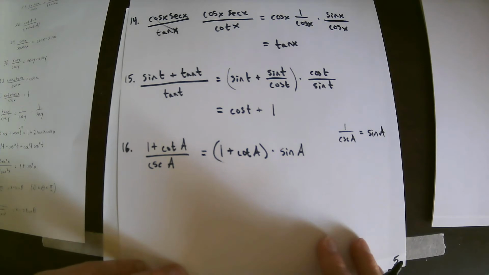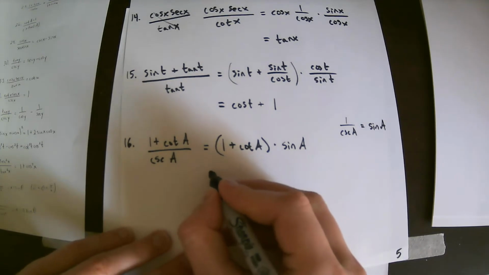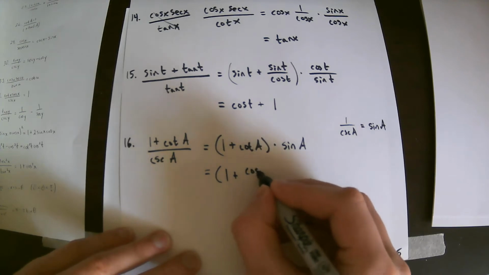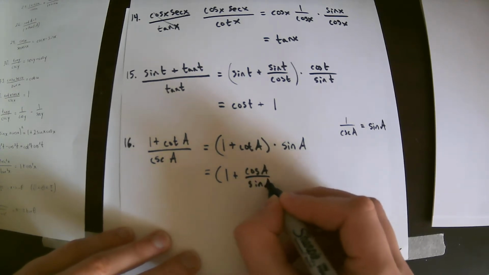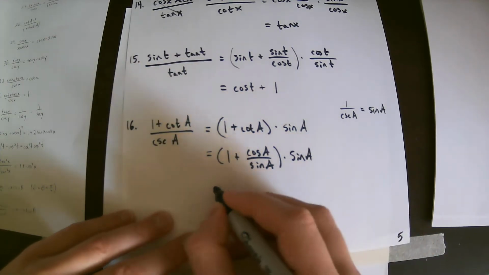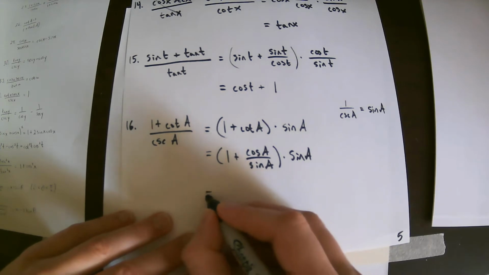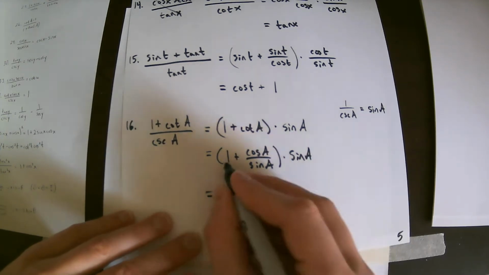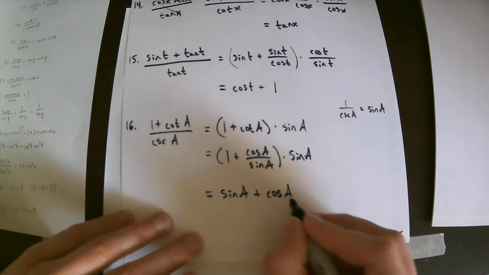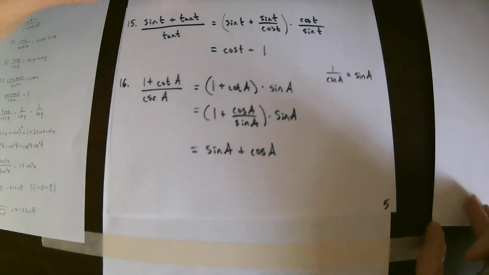I wonder, did I write this down right? Cosecant. Yes, and then cotangent is going to be cosine of a over sine of a, and times sine of a, there we go. And then distributing the sine of a in, we're going to have sine of a times 1, plus cosine of a. Sine of a times this, the signs cancel, and we're just left with cosine. Okay.